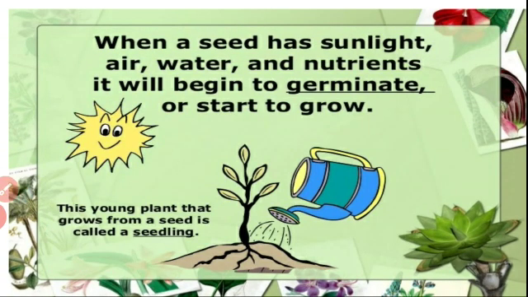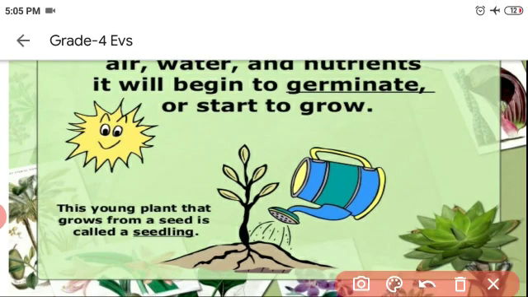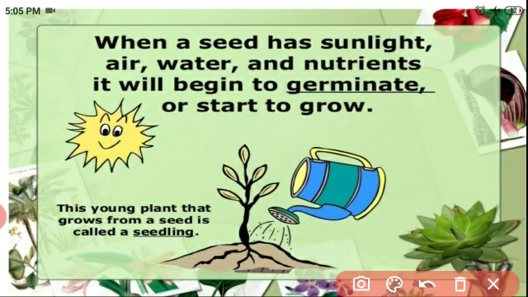Children, you are all interested in doing gardening, no? So, here you can see when a seed has sunlight, air, water and nutrients, it will begin to germinate or start to grow. Germinate is nothing but it starts growing. If you plant a seed in the soil, and it gets enough sunlight and water, it starts growing.